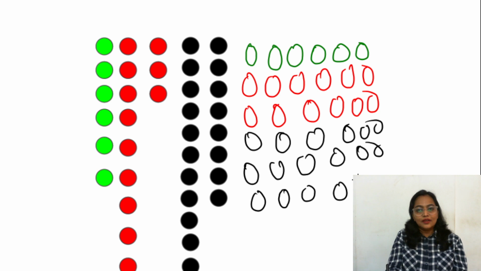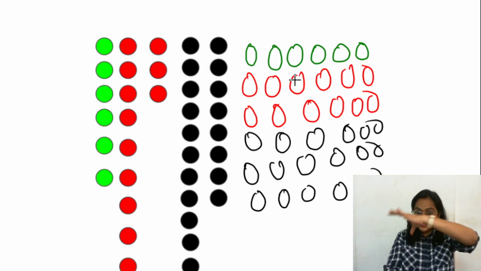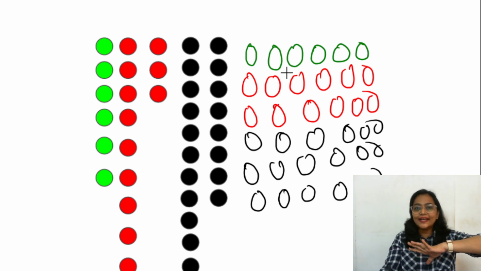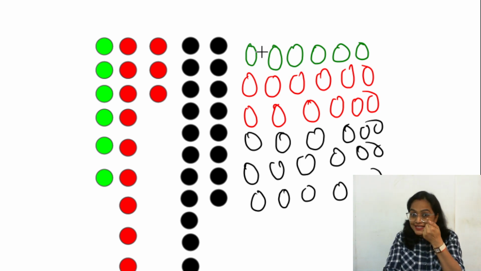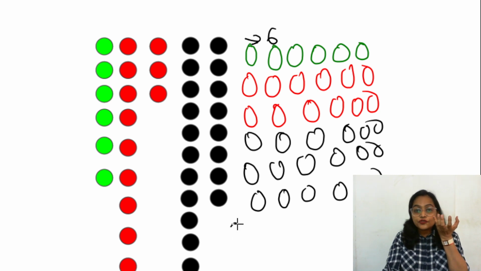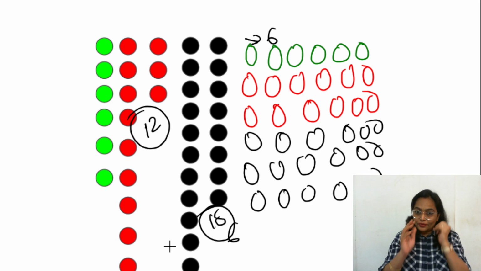See. Now you got the lines of the same length, or the same number of balloons, right? So when you arrange 6 balloons in a single line, this 6 is nothing but the HCF of 6, this 12, and this 18, right?